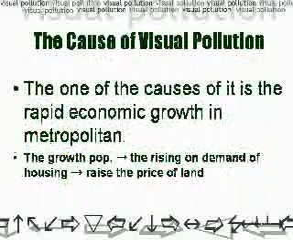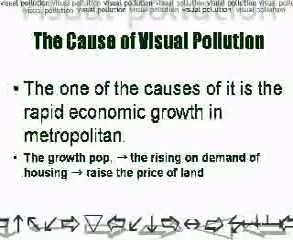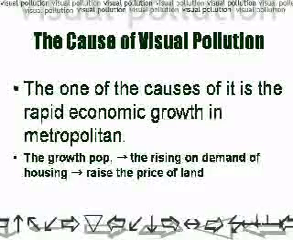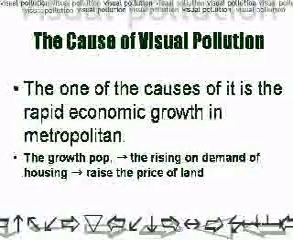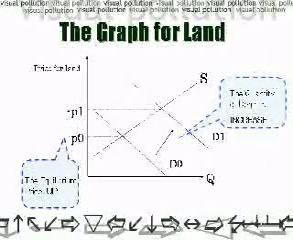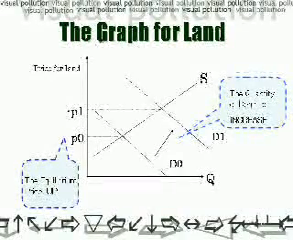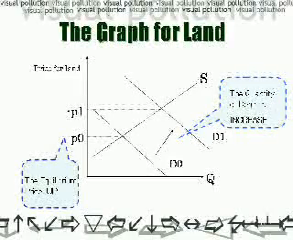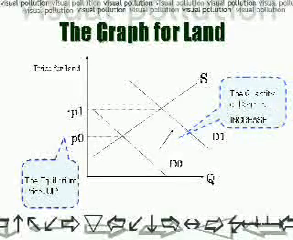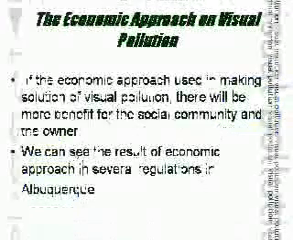One of the causes of visual pollution is the rapid economic growth in metropolitan areas. The growing population can lead to a rise in the price of land because of the rising demand for housing. It can be drawn as the following graphic. Thus, a lot of skyscrapers would be built as another effect of increasing population, and it also will lead to an increase in the need for transportation and the traffic size. On the other hand, economic growth in the big cities causes various industries which are related to business.